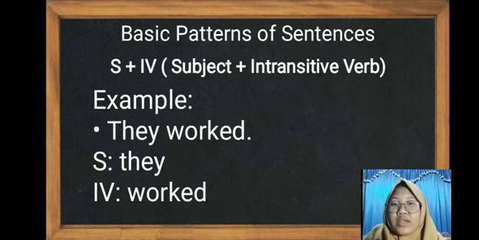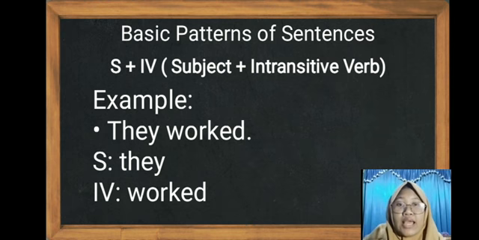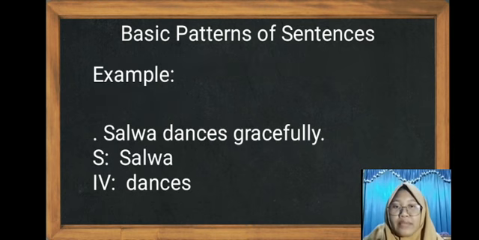First, I have S plus IV, or subject plus intransitive verb. Intransitive verb is a verb that doesn't require an object. Example, they work. They as a subject and work as an intransitive verb. Second example, Salwa dances gracefully. Salwa as a subject, dances as an intransitive verb.